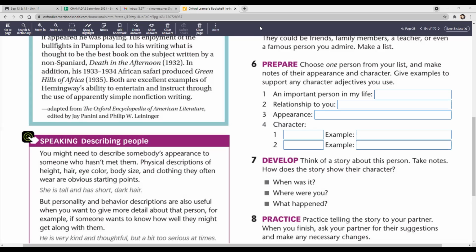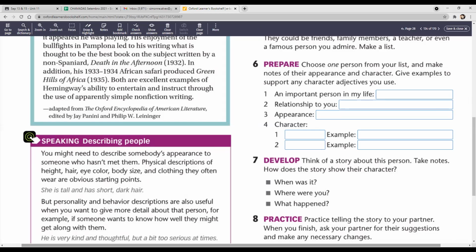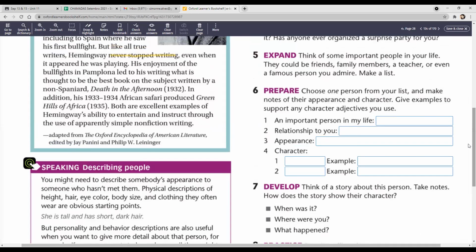Okay, guys, that's correct. So who would like to read the example you have there? I don't know. Go ahead. Okay, I'll go. Important person, Anna. Relationship, she's my mom. Appearance, beauty and height, brown eyes and straight, short hair.